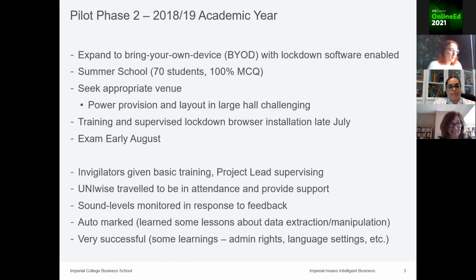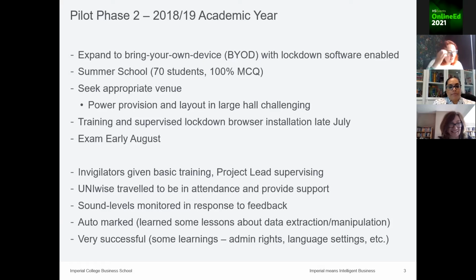In response to the initial pilot Anik mentioned, we monitored the sound levels with a comparable exam in the same venue in the morning that was paper-based, so that we could see if there was a large difference between the two. We also, this was the first time that we'd used the auto marking, so we learned some lessons about how to extract that data and manipulate it. And overall, it was very successful as a pilot.